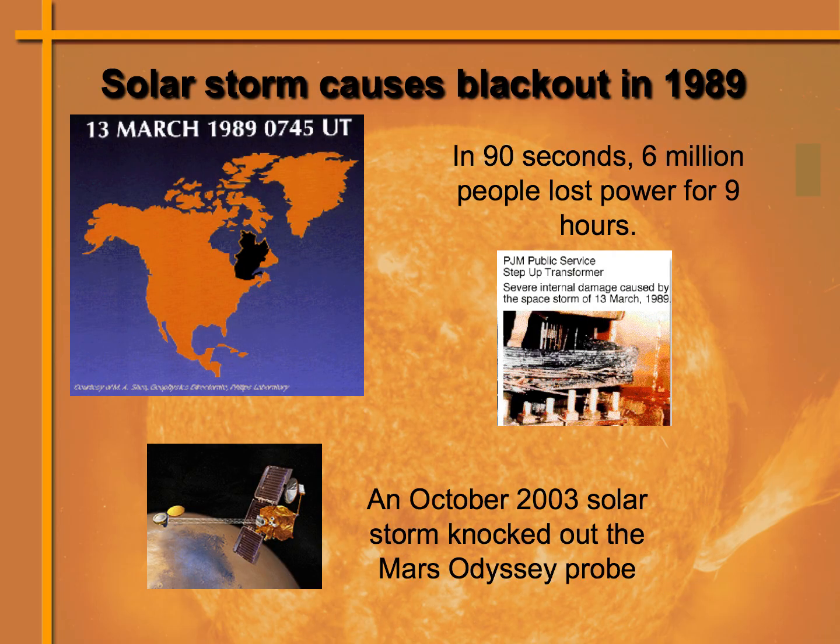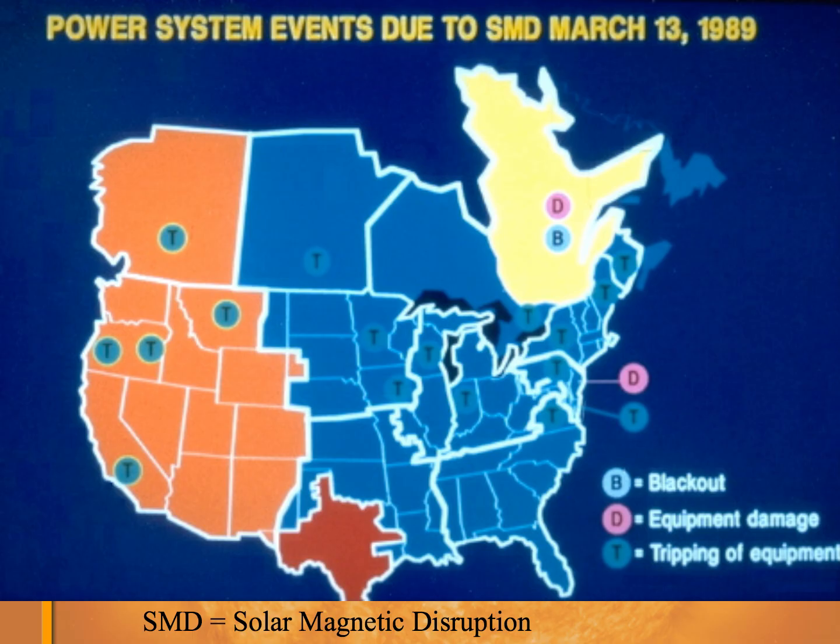One solar storm back in 1989 caused blackout conditions in a large area of Canada and the US. A 90-second storm caused 6 million people to lose power for 9 hours. Another storm was so powerful that it killed some instruments on NASA's Mars Odyssey probe, another 50% farther from the sun than the Earth. This shows you just how extensive the damage was across the US from the '89 flare. Though the blackout was in the northeast United States and Canada, equipment as far as California was tripped.